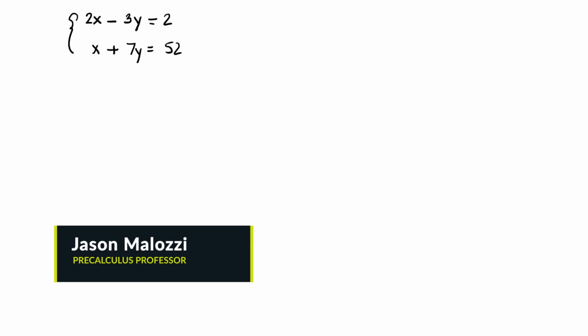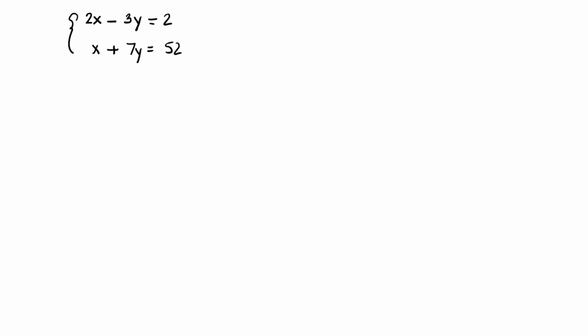What we're going to do is take this system, 2x minus 3y equals 2 and x plus 7y equals 52. We're going to use Gaussian elimination to solve. So remember, Gaussian elimination involves using an augmented matrix.